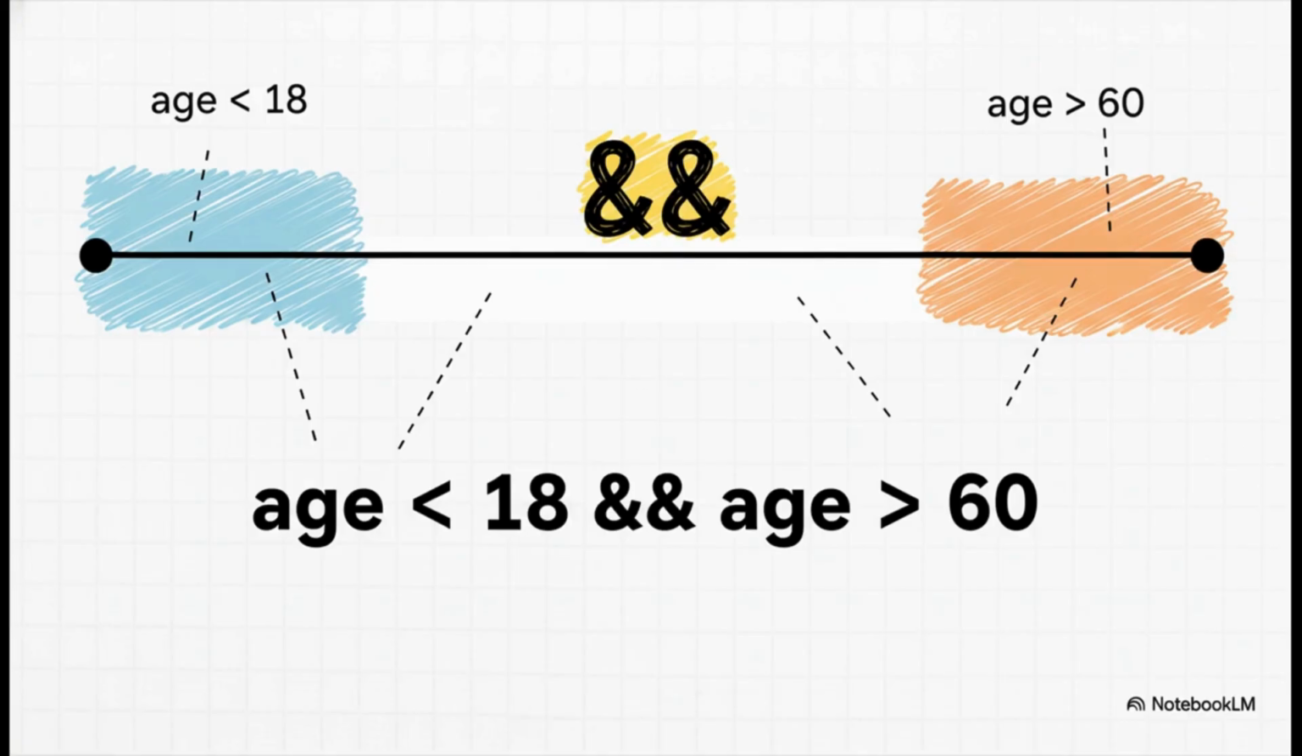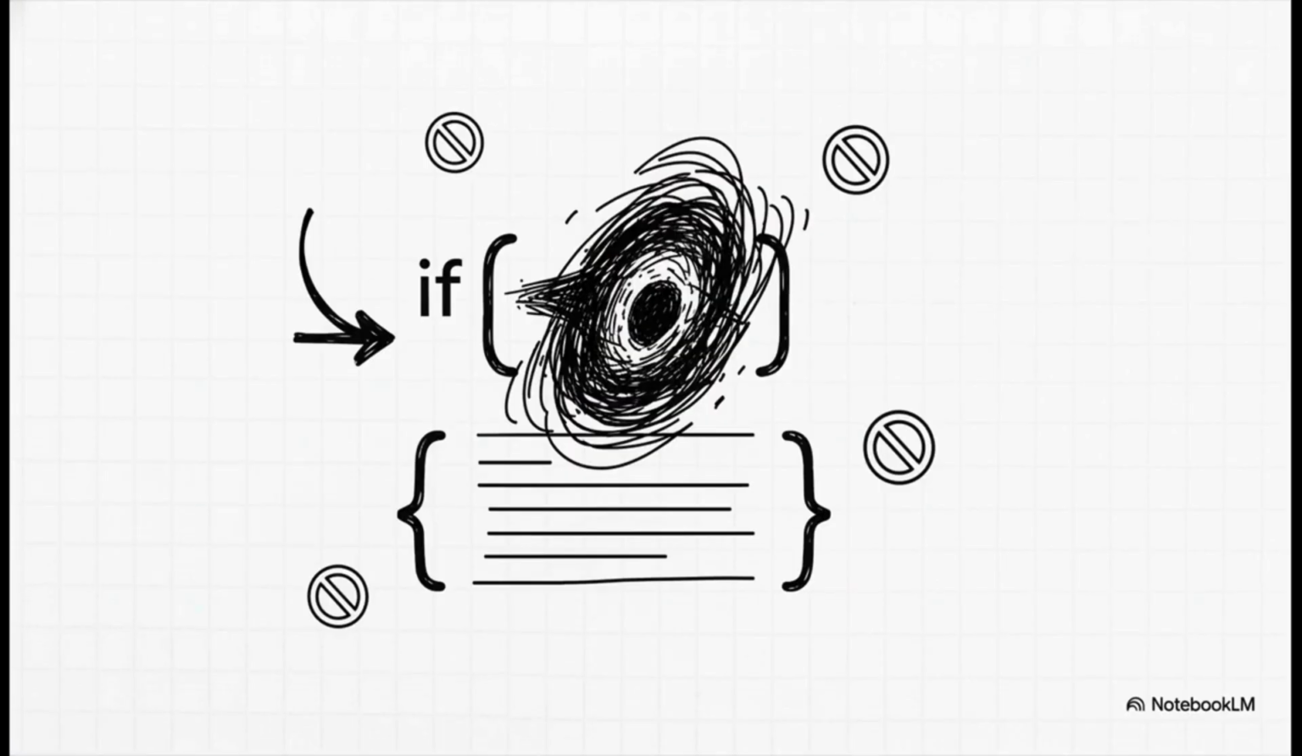Wait a minute. Think about it. Can any number, any single age, be both of those things at the exact same time? No way. Of course not. It's impossible. This is what we call an impossible condition. It will always be false no matter what. So if you've ever written an if block that just mysteriously never ever runs, you might have accidentally created one of these logical black holes in your code.